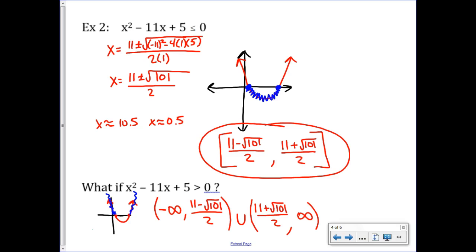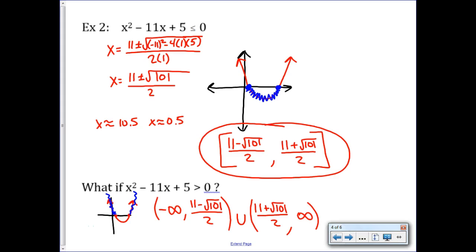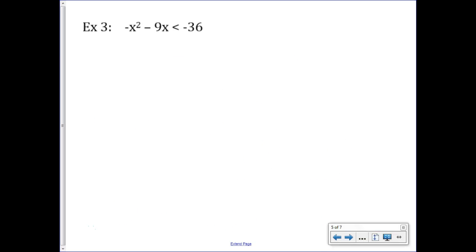Let's try another one of these. Okay, skipped over a slide. So if we are looking at this one, we have negative x squared minus 9x is less than negative 36.